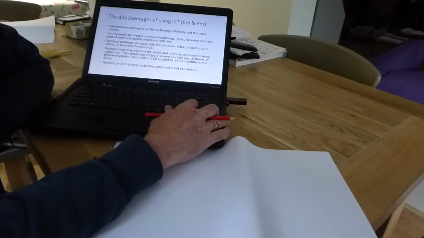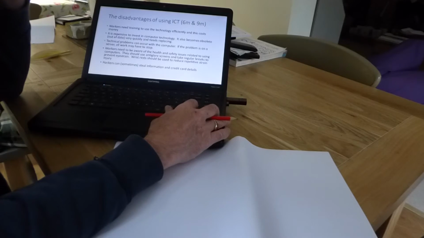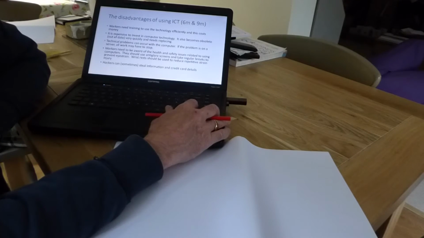Obviously some 6-mark, 9-mark disadvantages would include workers need training to use the technology efficiently, and that costs money. Expensive to invest in computer technology and software packages, be them made for the company or off the shelf. And also people need servers that have to be installed and paid for.